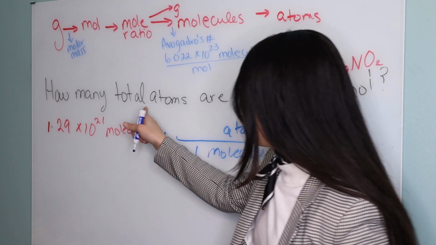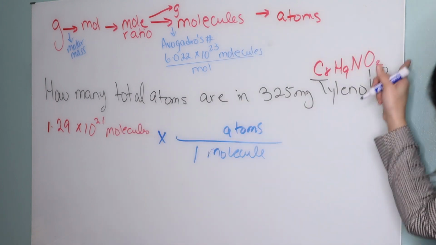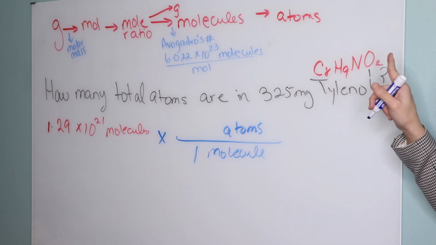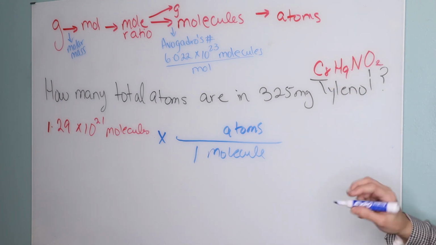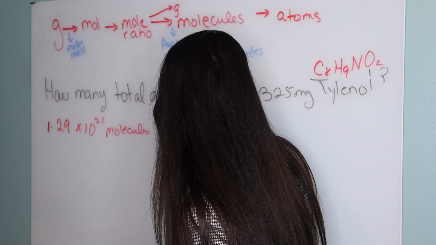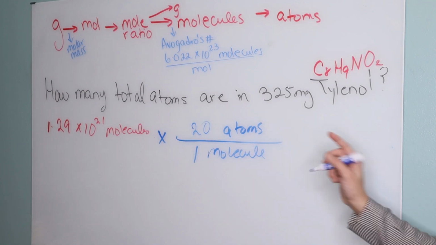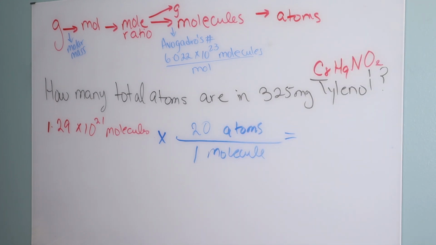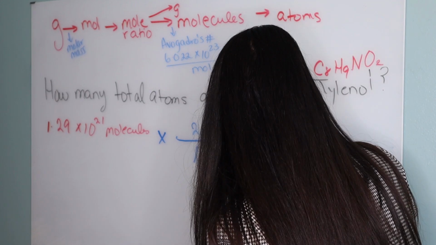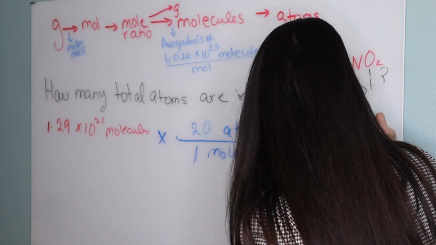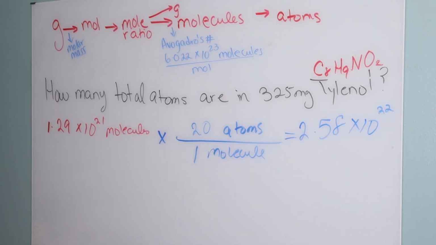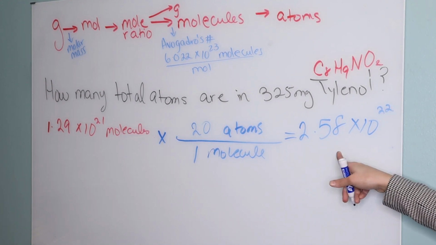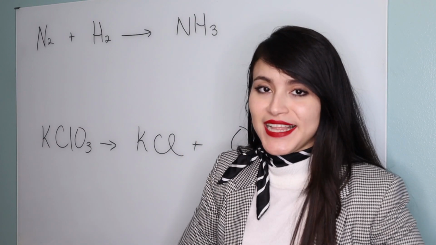And they're asking how many total atoms. So how many total atoms are there in this 1 molecule? We have 8 plus 9 plus 1 plus 2. That's a total of 20 atoms. Now you're going to take these numbers and using your calculator, you're going to multiply. And your final answer is going to be 2.58 times 10 to the 22nd. And let's check significant figures. We have 3. We also have 3. We're good.